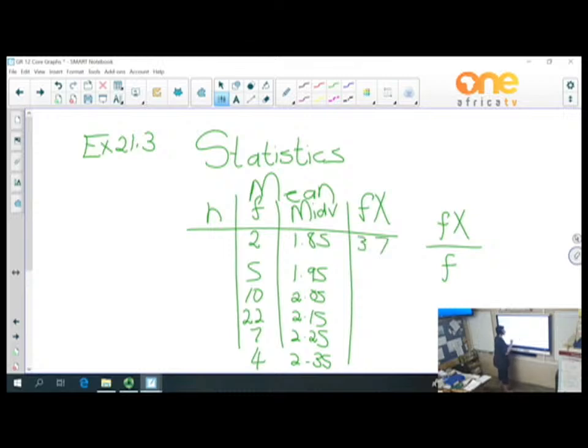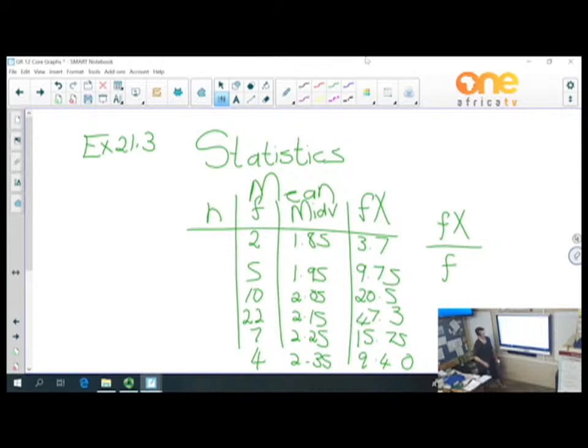3.7, 5 times 1.95 is 9.75, 10 times this one, so it's 20.5. 22 times 2.15 is 47.3, and 7 times 2.25, and 4 times 2.35. Okay, so now you add this column of fx. Add your column of fx. What is the total now?